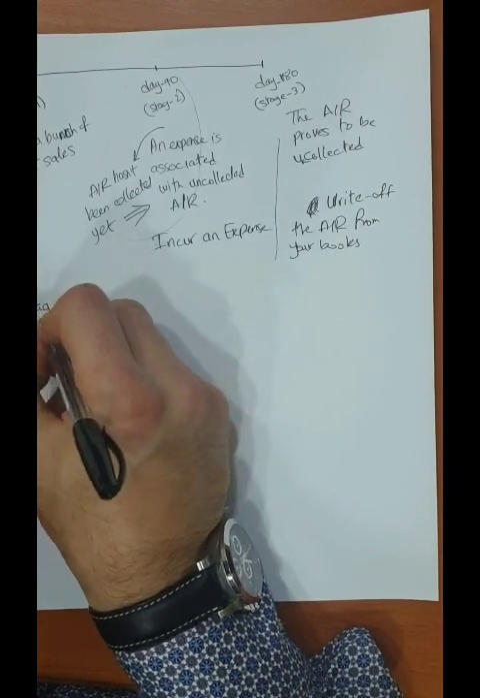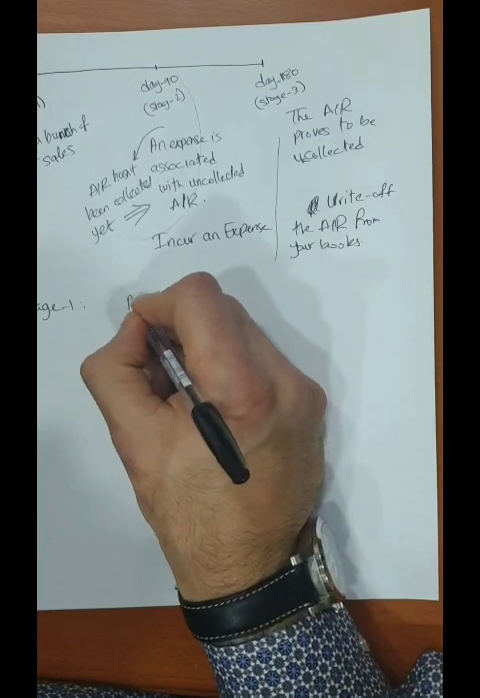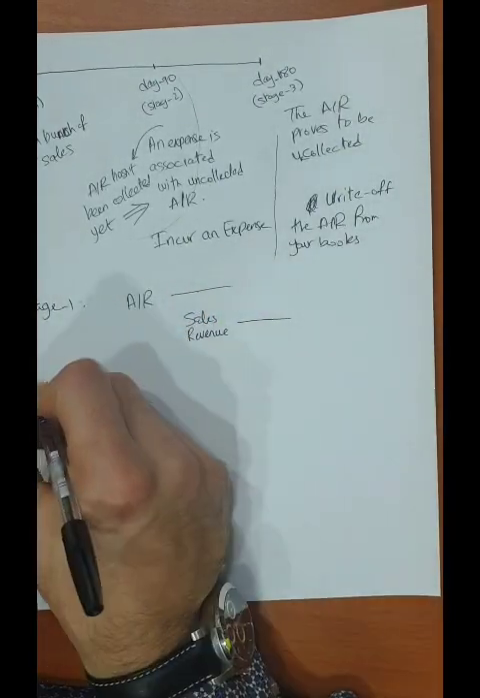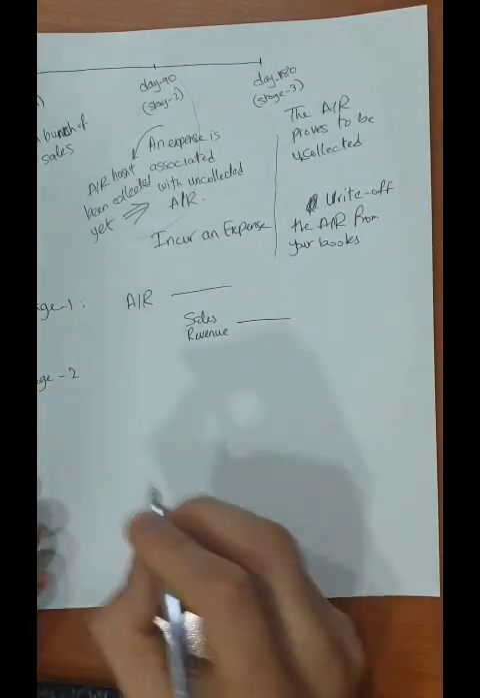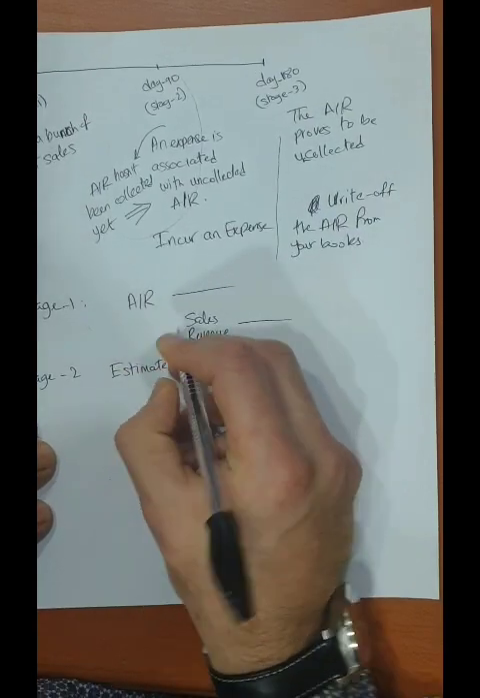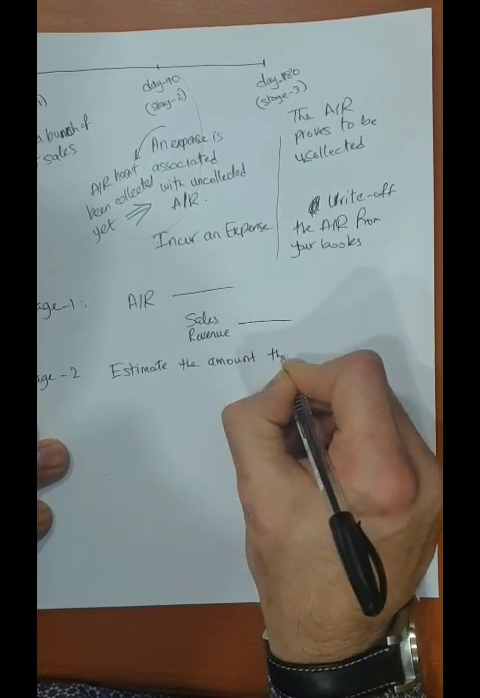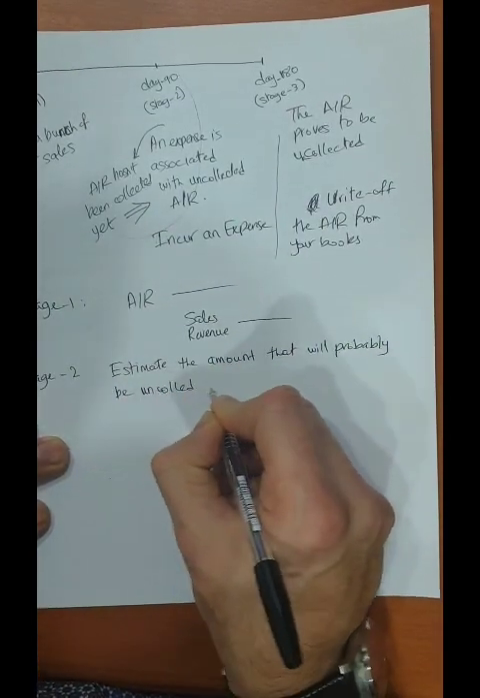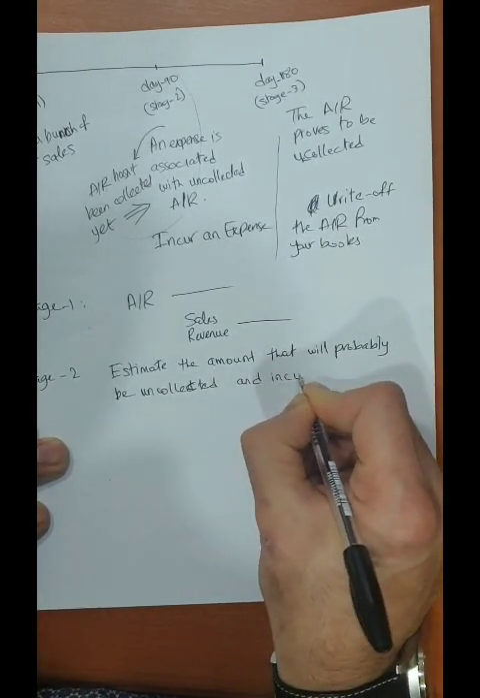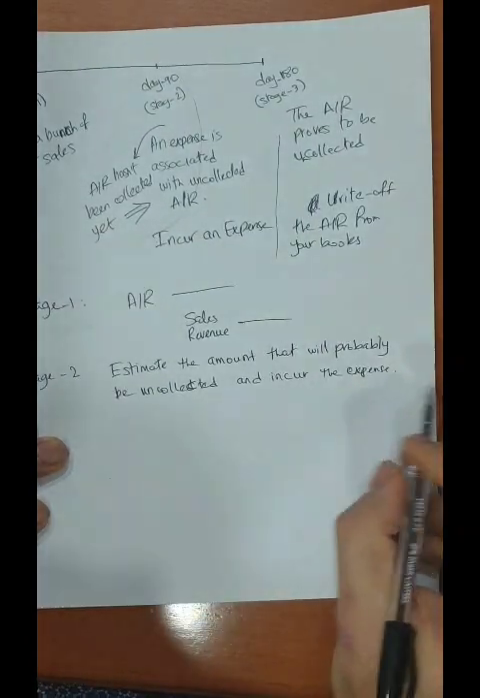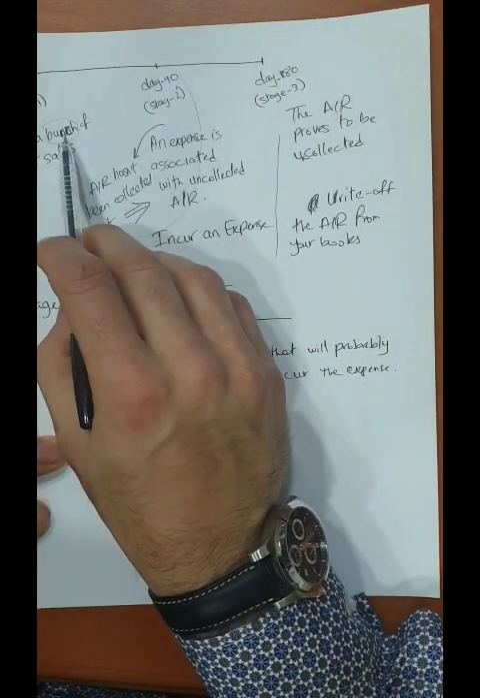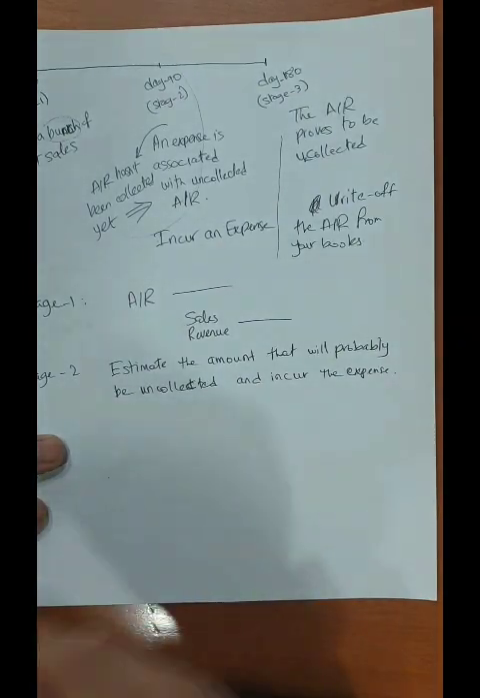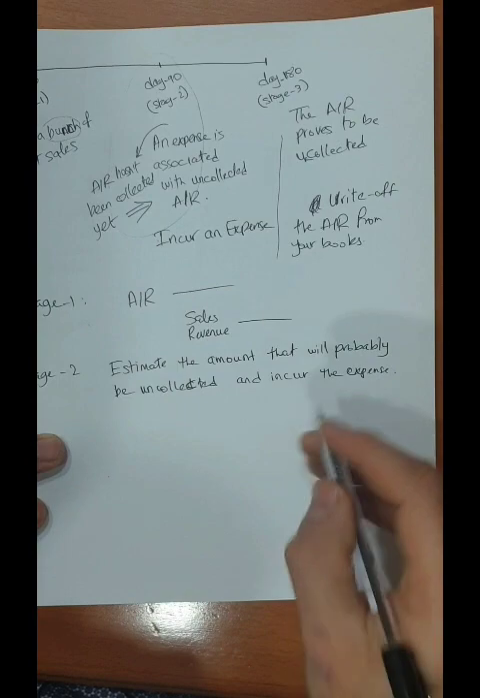So in stage 1, you made a sale on credit, so you realize the sales revenue and increase your receivables, whatever the value is. This is easy. In stage 2, you need to estimate the amount that will probably be uncollected and incur the expense accordingly. So out of this bunch of sales, assume that you made a sale to 10 people and the total of these sales was $1,500,000. You need to estimate the amount as a percentage that will probably be uncollected and incur the expense.